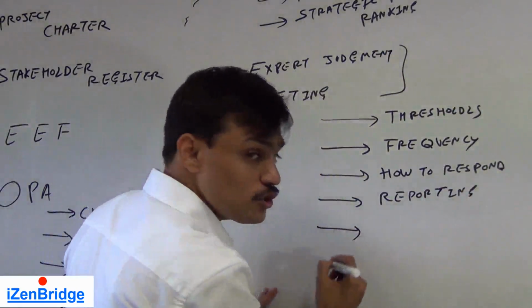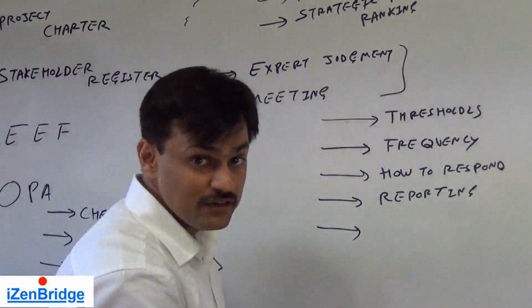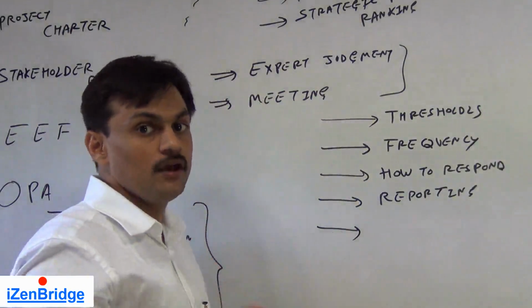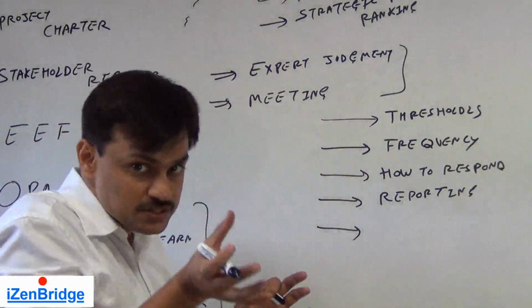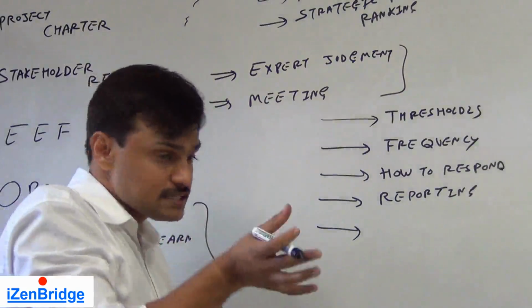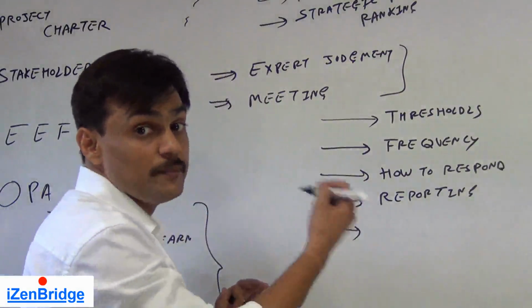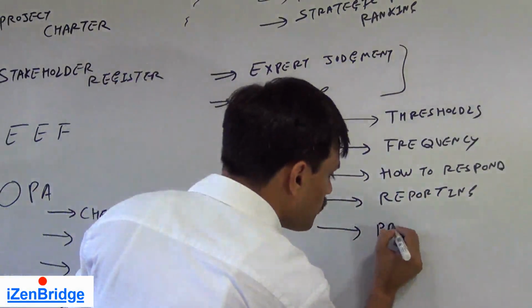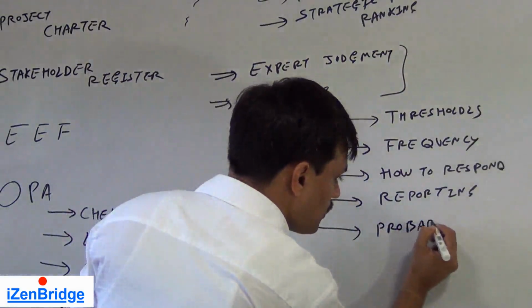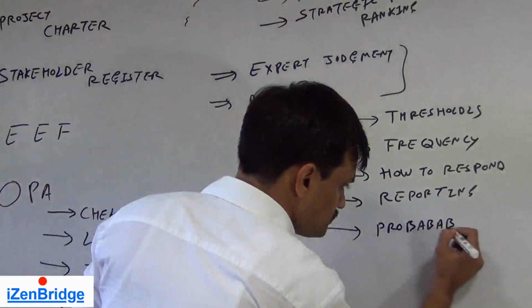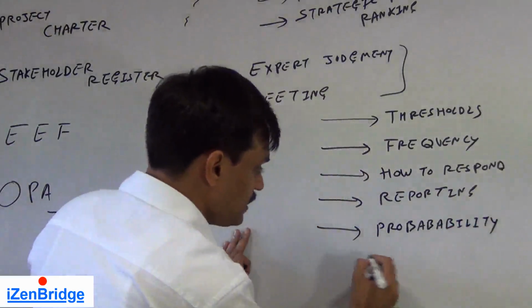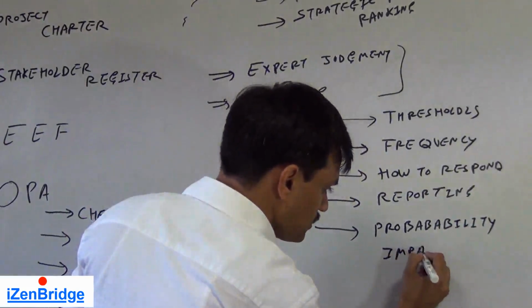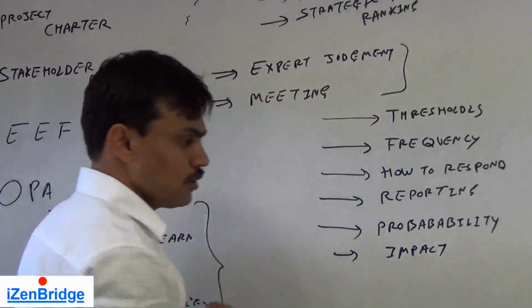What is the definition of probability or impact? When we say that this is a high probability, in which particular scenario, what kind of symptoms we see associated with the risk, then we can say it's a high probability. So the definition of probability and impact may also come.